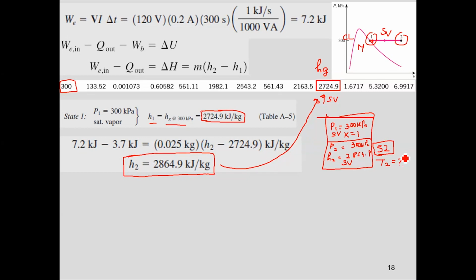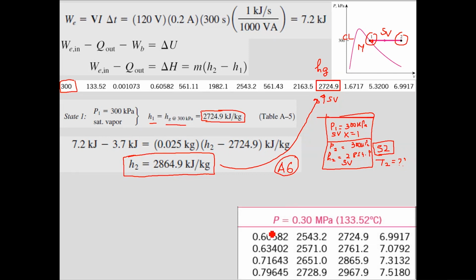Yes, sir. How? Sir, by making a table and using interpolation. Which table do I have to use? Sir, the pressure table A6. Since we are talking about superheated vapor, table A6 is for superheated, so we'll use table A6.